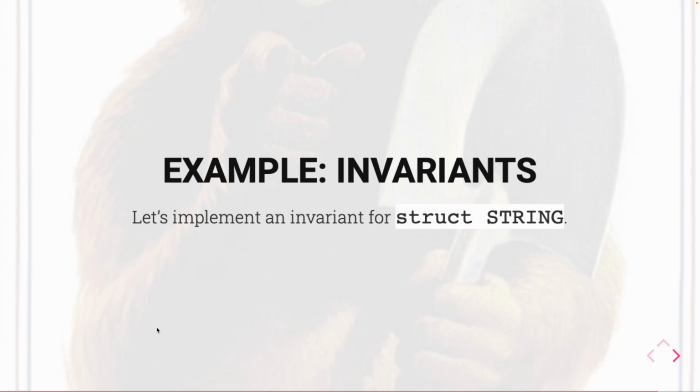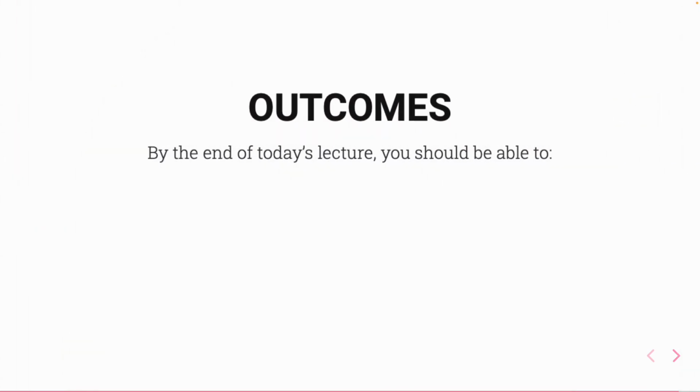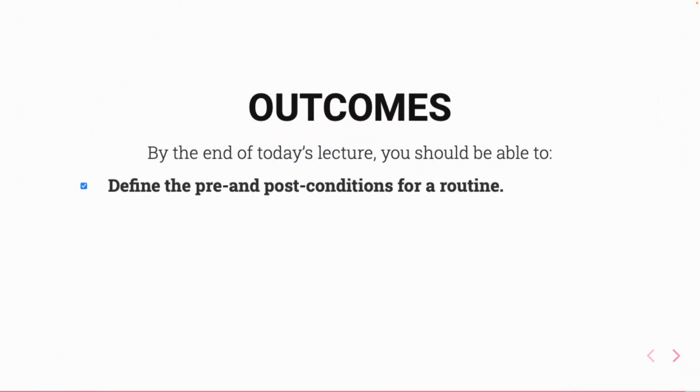That's really it for our little design by contract tutorial. In the next two assignments, you'll be expected to have precondition and postcondition checks for every function that you make, and invariants, which are included in the preconditions and postconditions for every type. So now you're hopefully able to define the pre and post conditions.